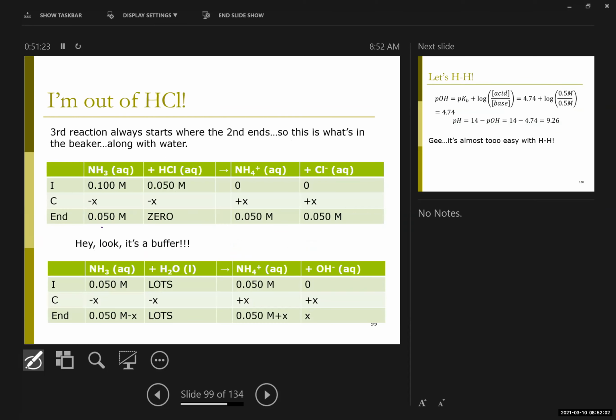And I leave you with this thought, and we'll finish this on Friday, right? My third reaction starts where the first one ended, and hey, look what happened. I actually have initial amounts of ammonia and ammonium. This is actually a buffer, right? This is really the second way you can get a buffer.